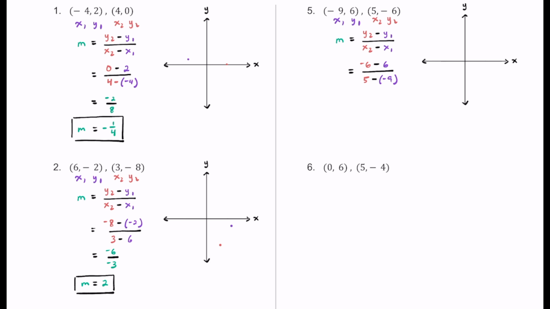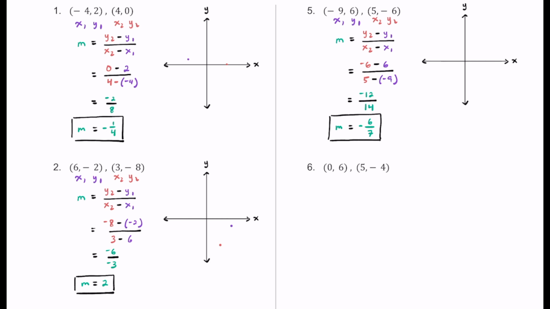All right, on top here, negative 6 take away 6 is the same thing as negative 6 plus negative 6, or negative 12. And in the bottom here, we have 5 take away negative 9, which is really 5 plus 9, and that's going to equal 14. Now, since we can divide both of these numbers by 2, let's go ahead and do that to simplify. So this would be negative 6 over 7 for the slope. All right, so m equals negative 6 over 7, so we have a negative slope for the linear equation that goes through these 2 points.